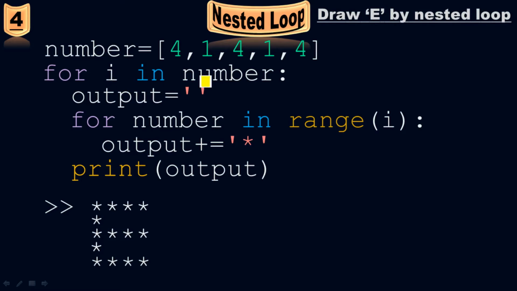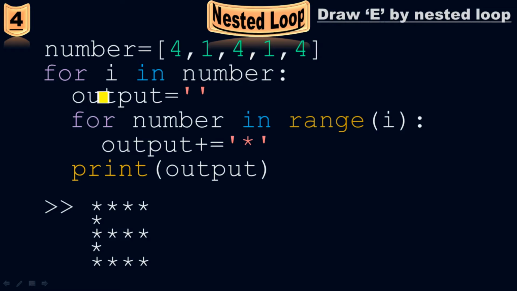So for I in number, what is number? Number is actually the variable name of this whole list. So instead of putting this list, I'm gonna call number the variable name. So simply put number here. Put colons and then press the enter button. Your new line will start from here.